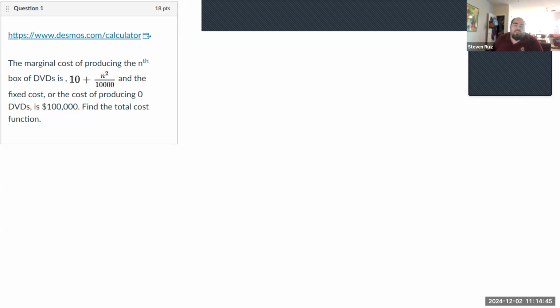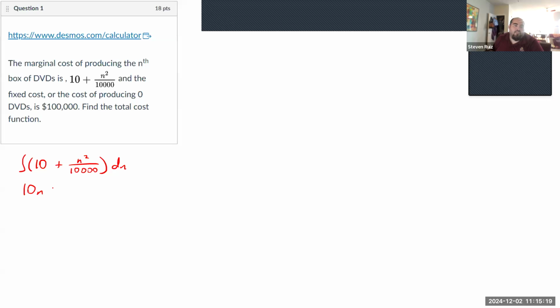So I have this marginal cost function. First I'm going to take an indefinite integral of that. So the indefinite integral of 10 plus n squared over 10,000 with respect to n. That right there will give me part of my total cost function. The antiderivative of a constant is going to be 10n. And then I can use the power rule on this n squared term.